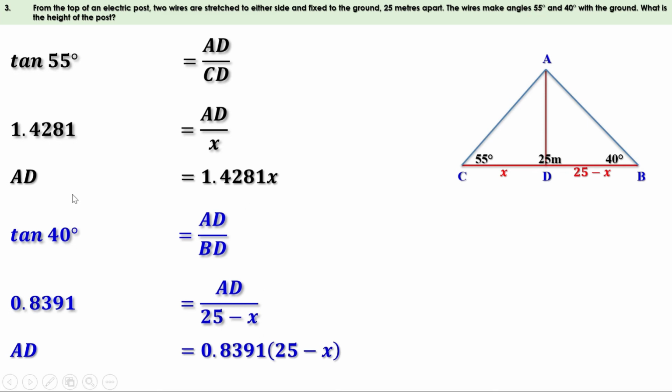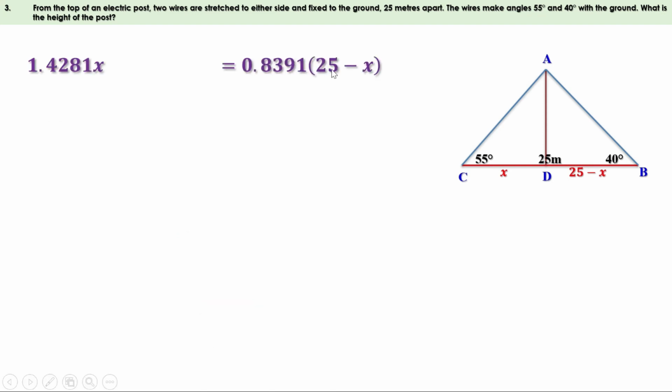Now look at this. AD is 1.4281x and AD is 0.8391 into 25 minus x. These two are same. Therefore, these two are also equal. So we can say 1.4281x equal to 0.8391 into 25 minus x. Now let us multiply this. 0.8391 into 25 is 20.9775 and 0.8391 into x is 0.8391x. Therefore, this is equal to 20.9775 minus 0.8391x.